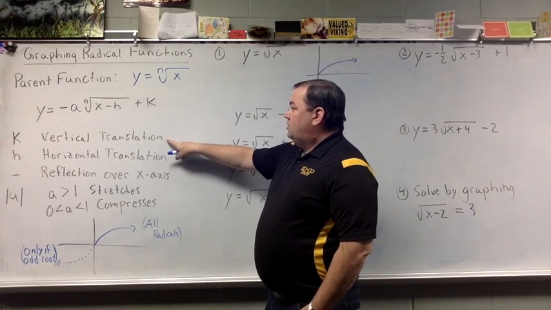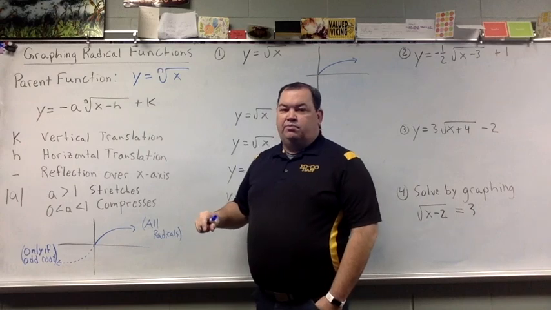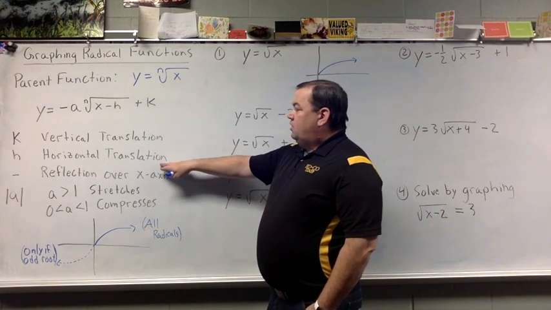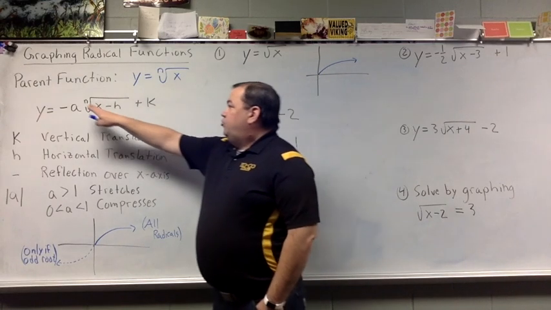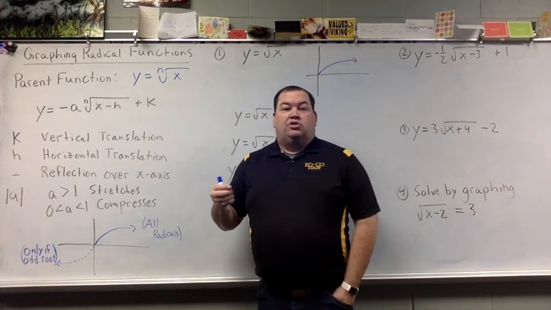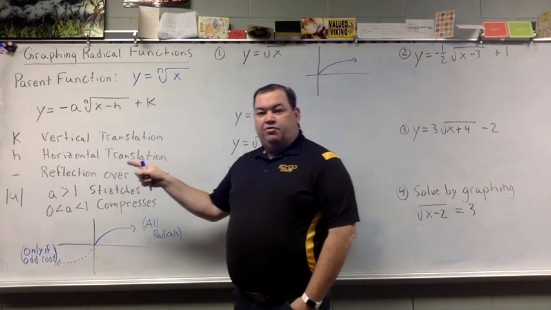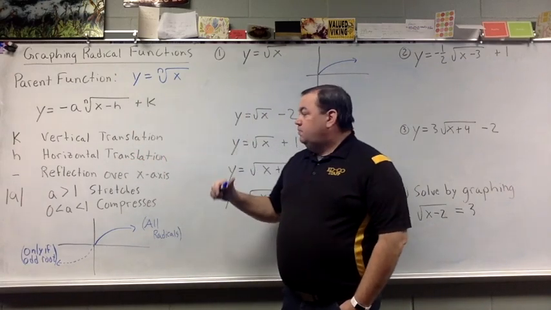The k at the end is a vertical translation. Positive is up, negative is down. H is a horizontal translation, but this radical symbol is a type of parenthesis. So things inside of this radical are backwards. Positives go left, negatives go right.